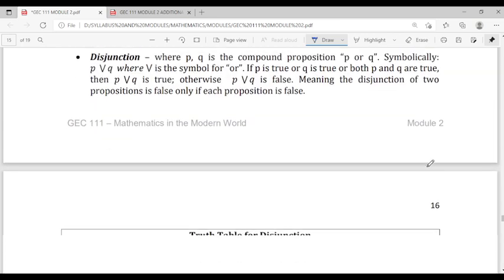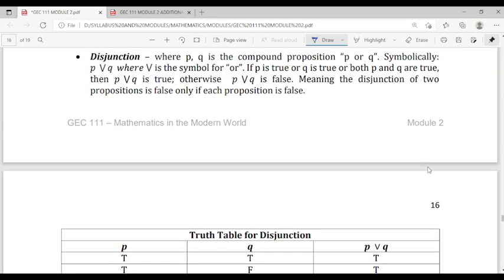Another, we have this conjunction. So, P and Q is compound, and this is the meaning of disjunction, or the letter V. If P is true or Q is true, or both P and Q are true, then our disjunction P or Q is true. Otherwise, P or Q is false.